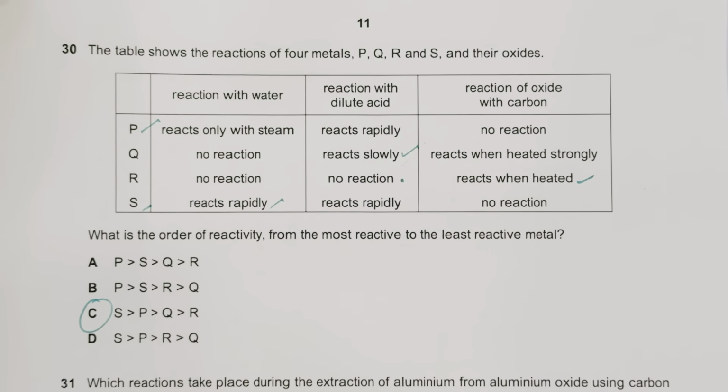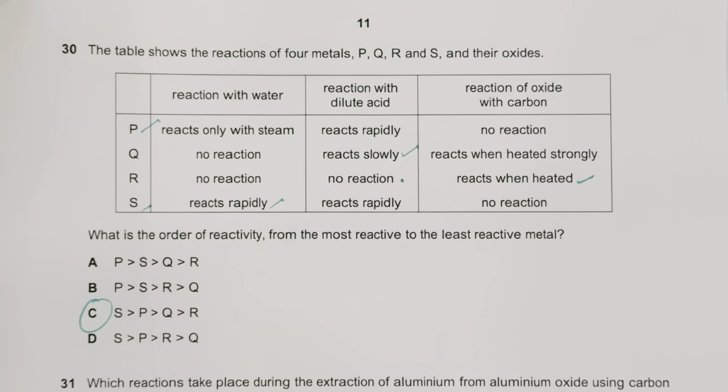NPK, nitrogen, phosphorus and potassium are the fertilizers used to improve plant growth. A solid NPK fertilizer has the properties listed: water soluble and has an aqueous solution with pH level 7. Which substances are mixed to make a solid NPK fertilizer?